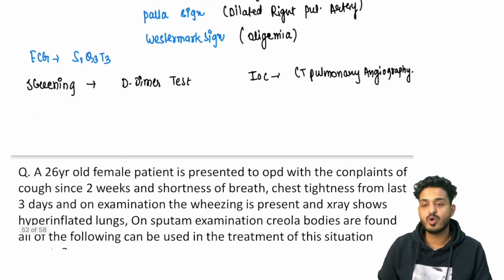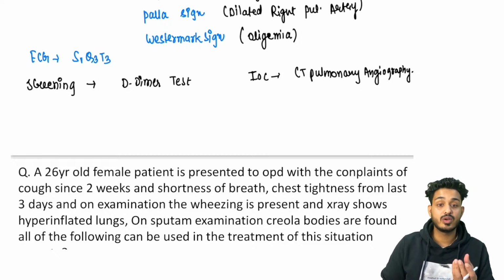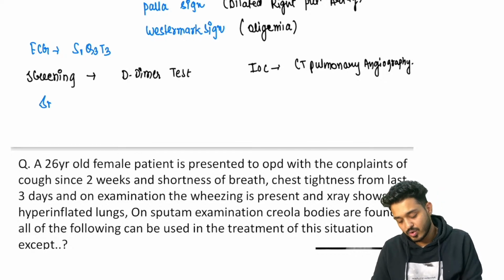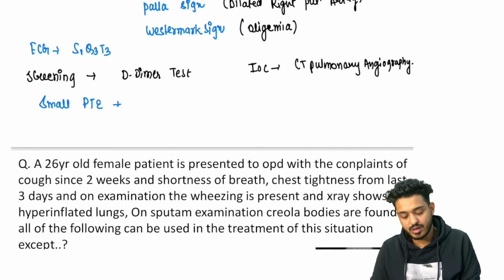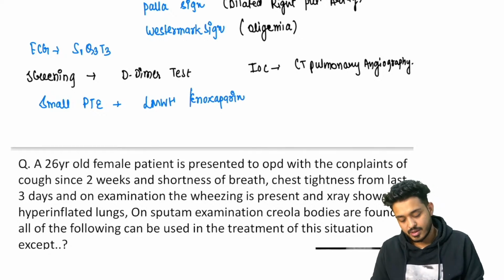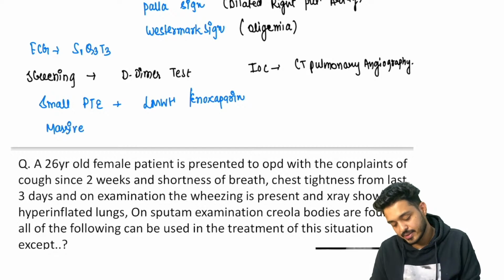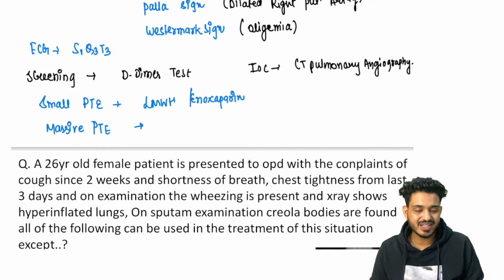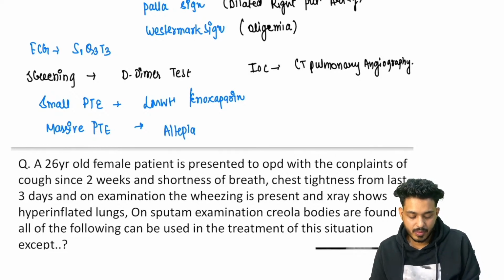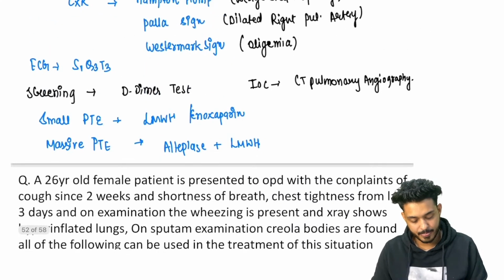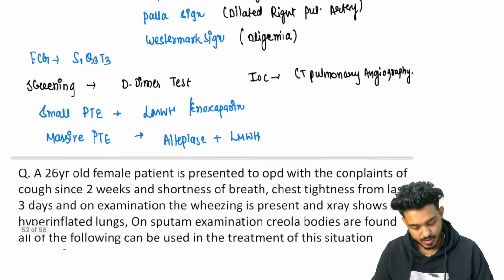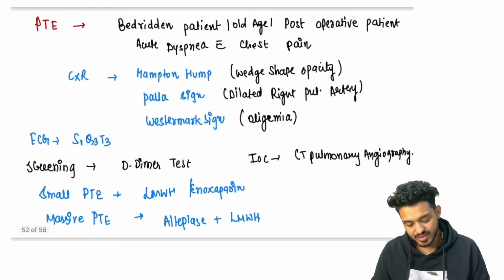If it is a small pulmonary thromboembolism, you can use simple drugs like low molecular weight heparin, such as enoxaparin. If it is a massive thromboembolism, then you need to go for thrombolysis, that is via alteplase, or along with that you can use LMWH, low molecular weight heparin. Okay, all right. So this is pulmonary thromboembolism, right?